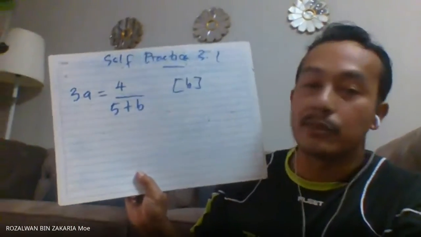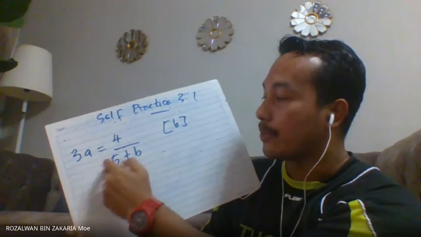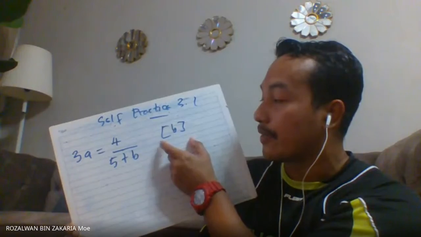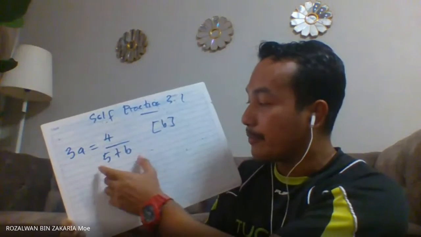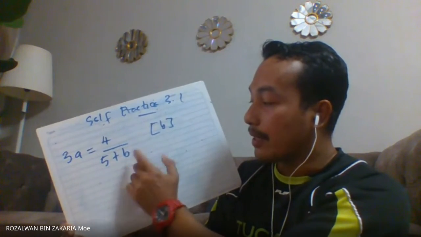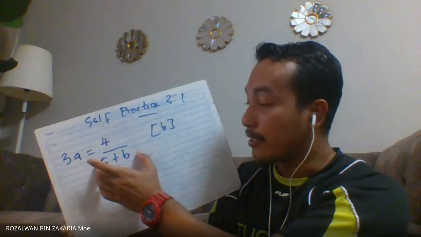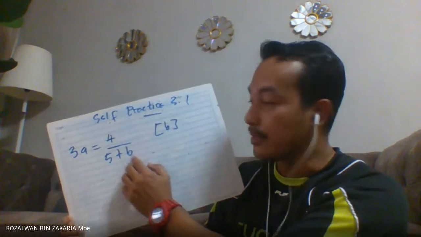Okay, class, look at this one. Can you see this one, class? A small whiteboard here. Yes, teacher. Okay, so the question is 3A equal to 4 over 5 plus B, and in bracket we have B. That means we need to change the subject for this formula to make B the subject. So what to do? Look here, where is B? B is here, we have 5 plus B. B is the denominator.